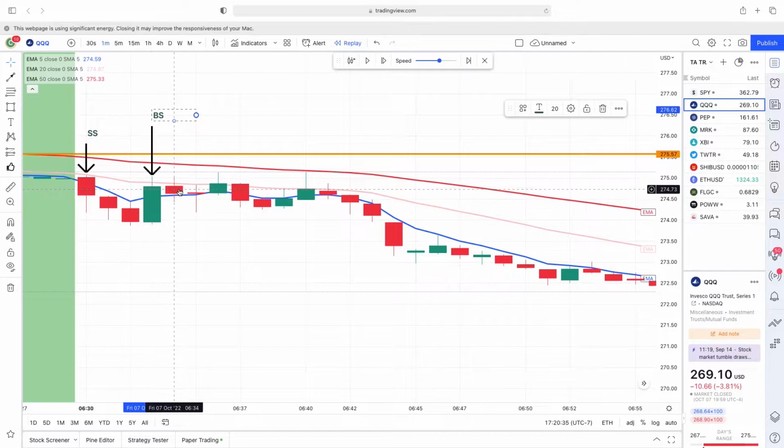And what happened? It went up. This is a solid sell signal. What happened? It went down. Okay. This is a solid sell signal. Okay, telling you that it's going to go back the other way.